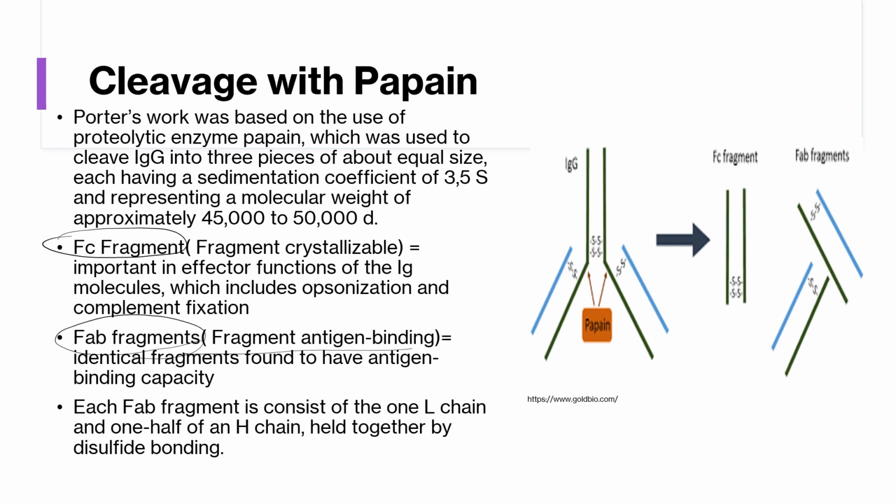So each fragment consists of one L chain and one half of an H chain held together by disulfide bonding. So this is the Fab fragment. This is the disulfide bonding. Again, each Fab fragment consists of one L chain, like this one, and one half of the heavy chain held together by disulfide bonding. So this is the work of the cleavage with papain.